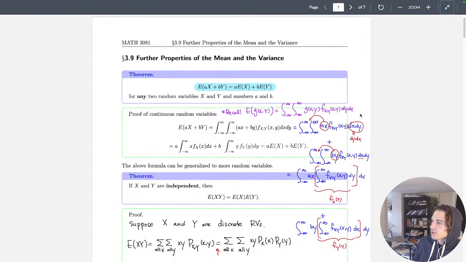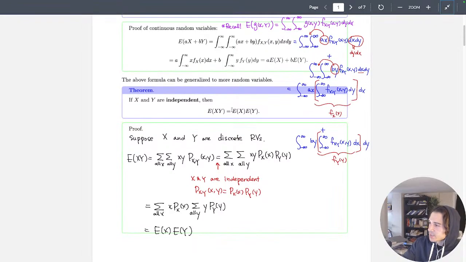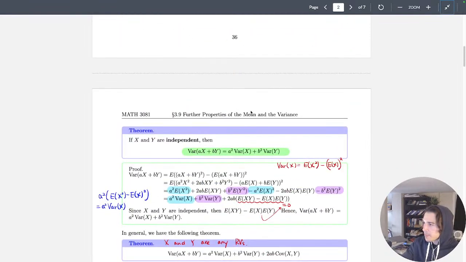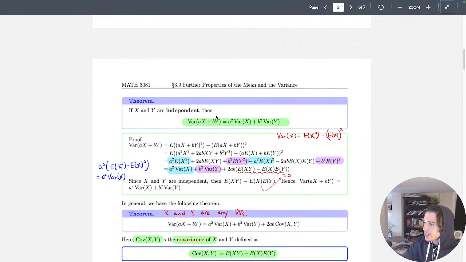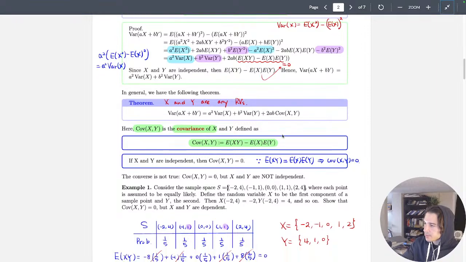So the expected value, we talked about this earlier, and x and y are independent. If x and y are independent, then the expected value of xy equals the expected value of x times the expected value of y. If x and y are independent, then the variance of ax plus by equals a squared variance of x plus b squared variance of y. In general, the variance of ax plus by is going to be the same thing, except you have to add 2ab times the covariance of x and y. But if they're independent, then this is going to be 0.